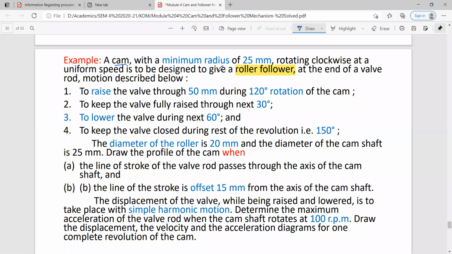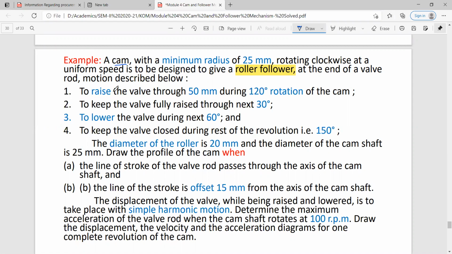is to be designed to give a roller follower. Now, in the earlier problem which we have solved, the follower was a knife-edged follower. Here it is a roller follower. So how the construction will change in case of roller follower, we will see that. At the end of a valve rod. So it is a mechanism where the valve rod is operated using a cam and follower.